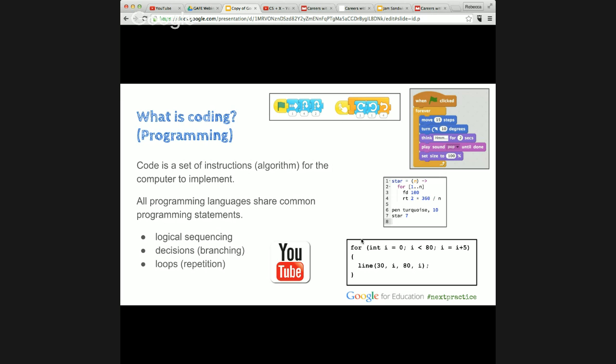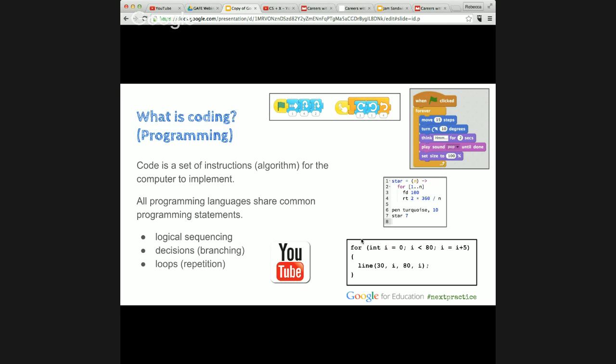Then you've got decisions, which is also known as branching, and that means that you're telling the computer to make a decision based on some kind of information. So it might be, for example, if the green button is pressed, then something appears on the screen.